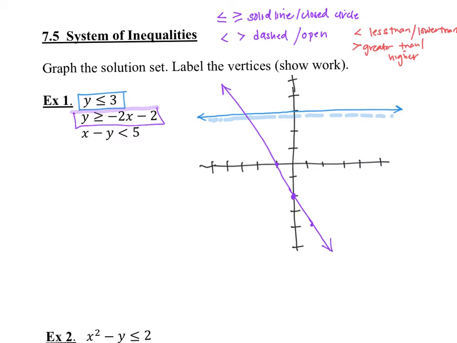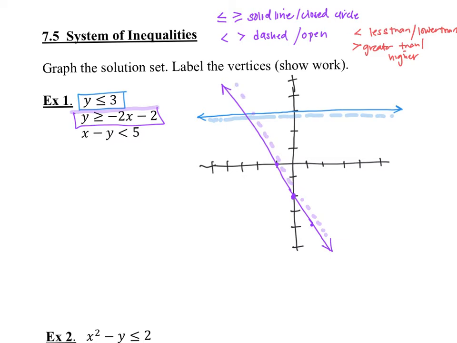I don't have to consider the shading yet, but I will eventually, so I want to think about which side is going to be shaded. This is the y values that are greater than the boundary line, so it's higher than the line, so I'm shading up here. And those highlighted marks are going to be ignored soon.